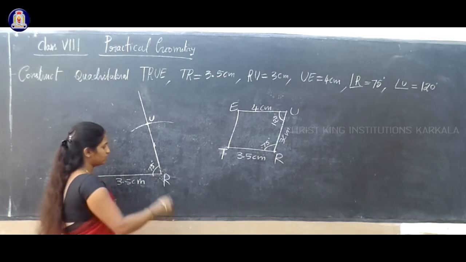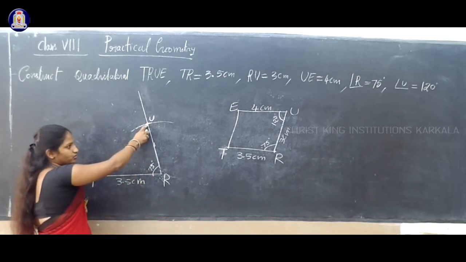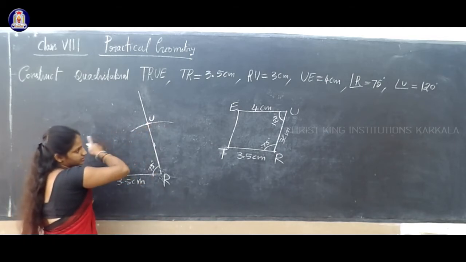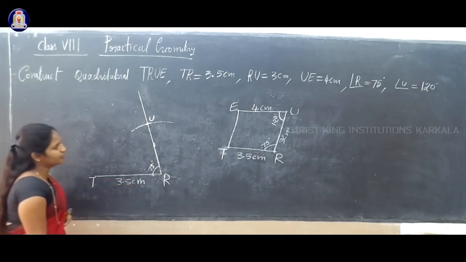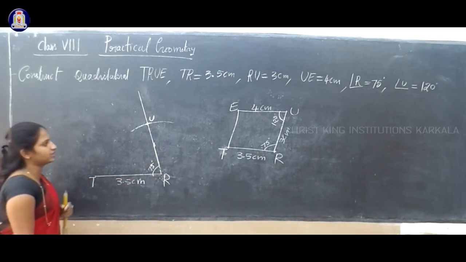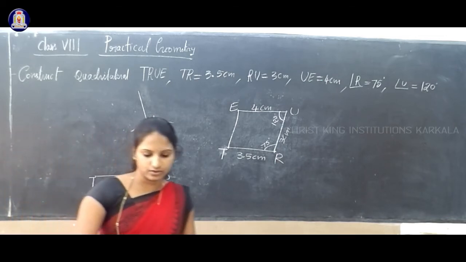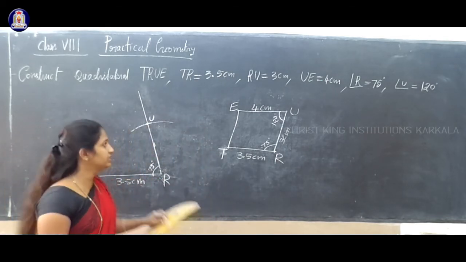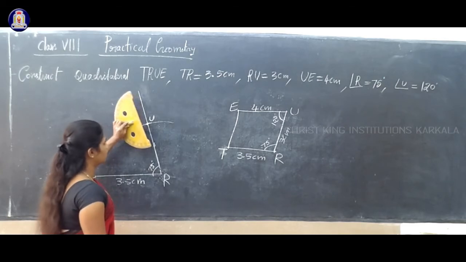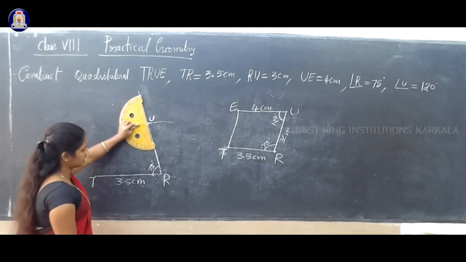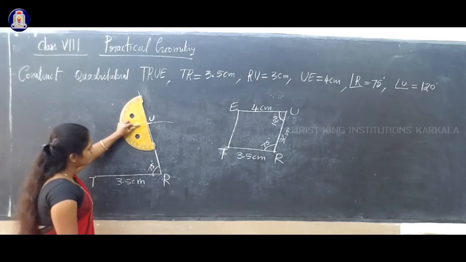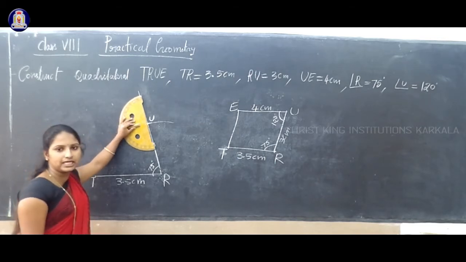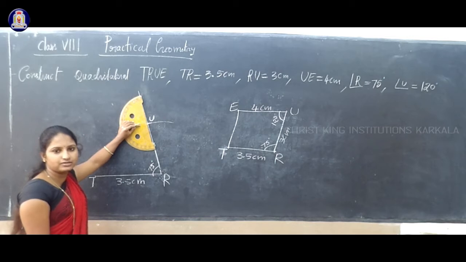Now this is R and this is U. Now what do we want? We want this side. Angle U is given, and the length of side UE is not given. So now I will measure 120 degree in protractor. Keep the protractor on point U and see the measure of 120 degree. 120 degree is an obtuse angle, right?